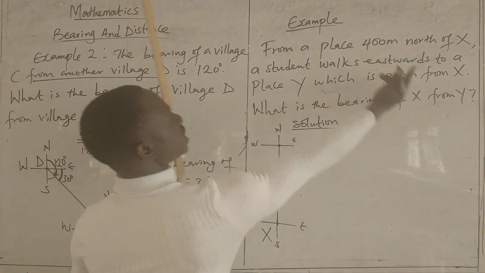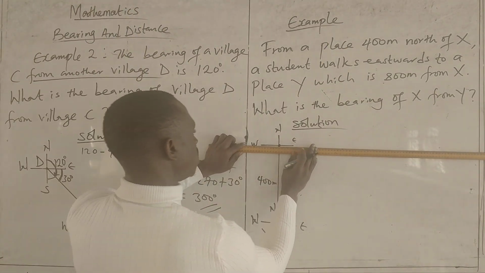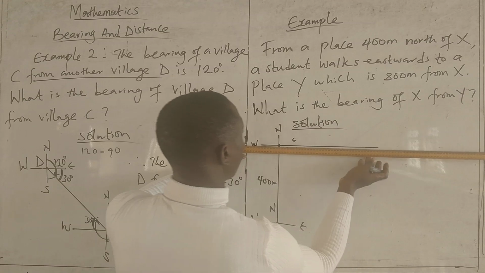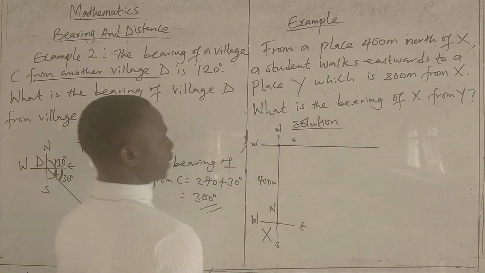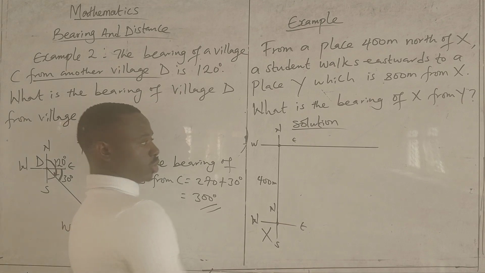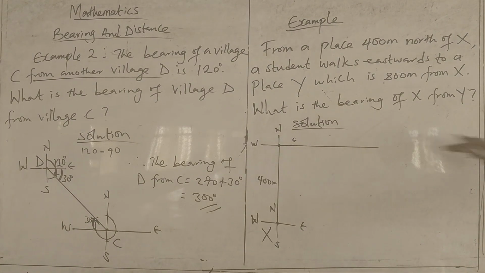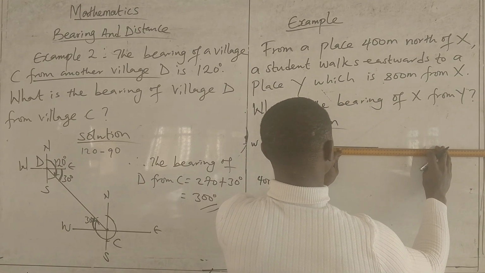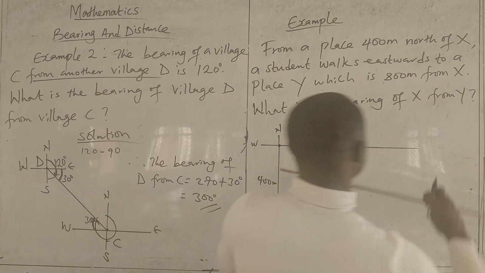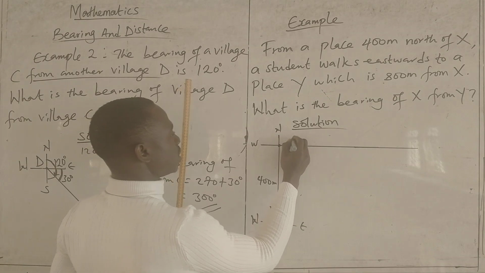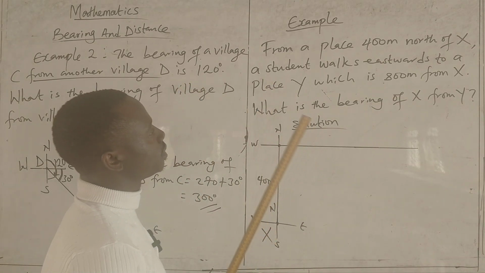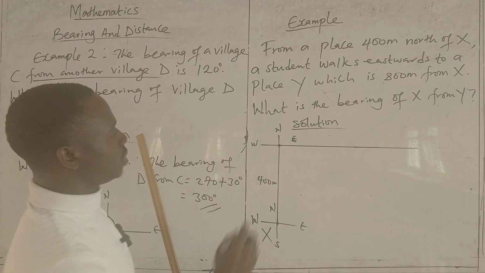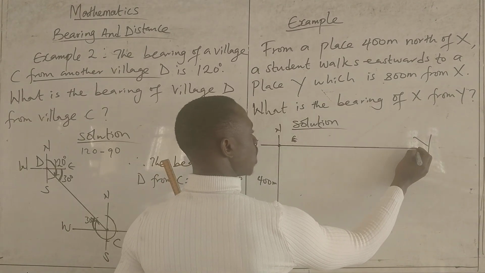a student walks eastward. So from here, a student now walks eastward. So you draw east towards the east now. It then tells us how long to a place Y. So the place Y must be along this line. Let me extend this line, I want to produce the line. So a student walks due east from this point, and that point is point Y.